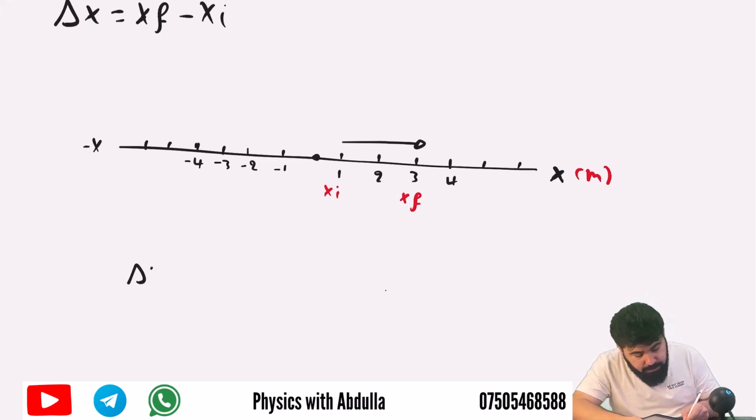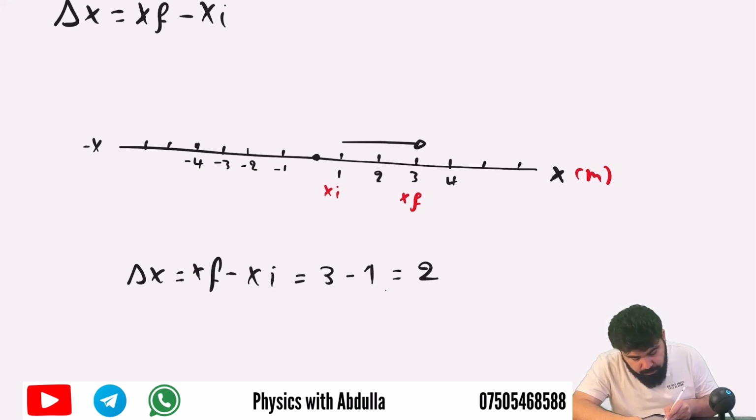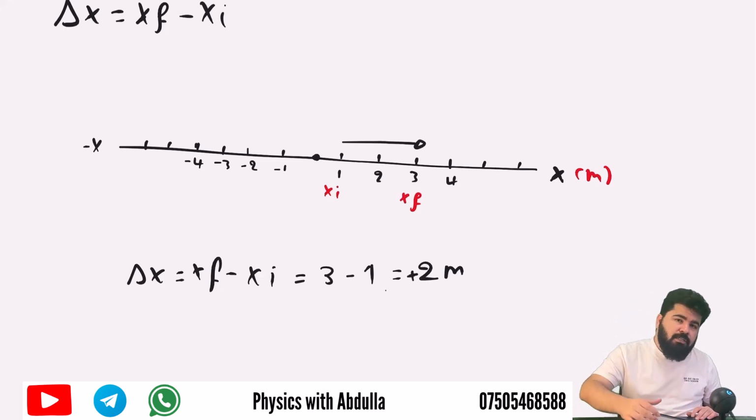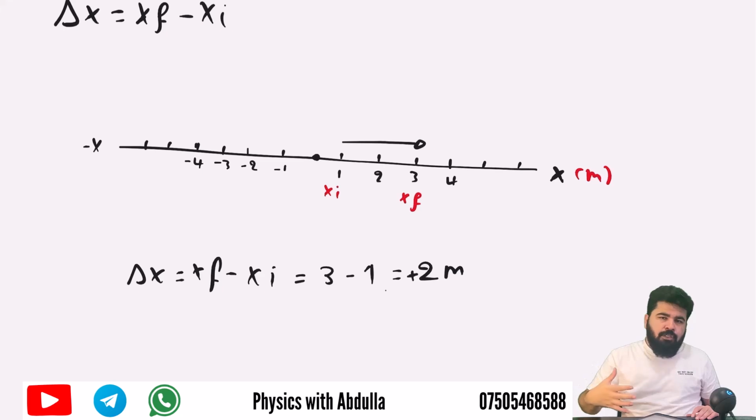So we're going to say delta x is equal to x final minus x initial. This is going to be 3 minus 1. So the displacement is equal to 2 meters. Okay, positive 2 meters. This positive indicates that this object goes to the right direction.